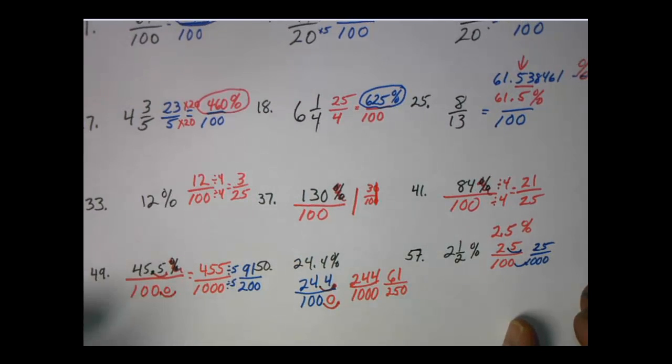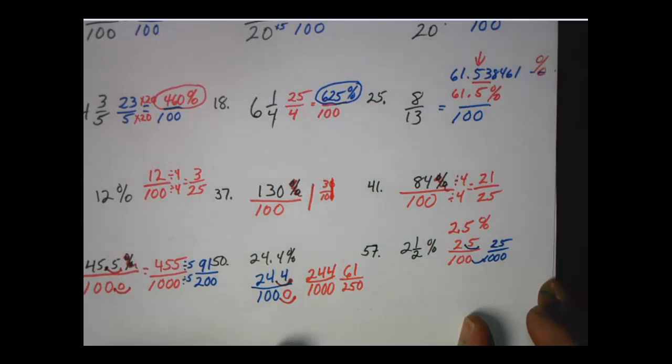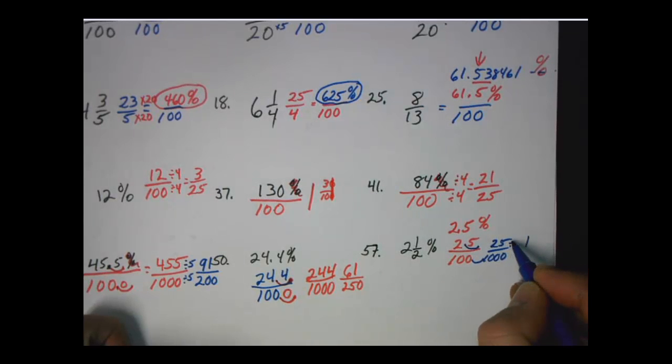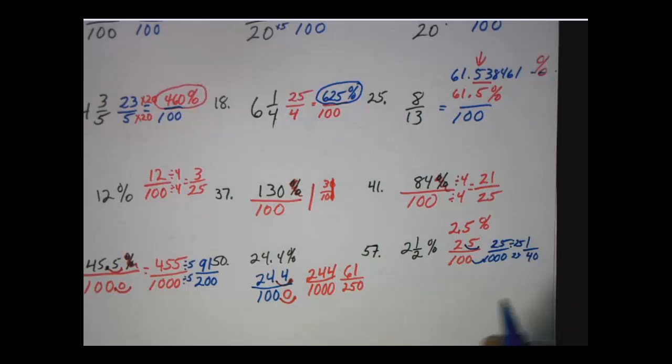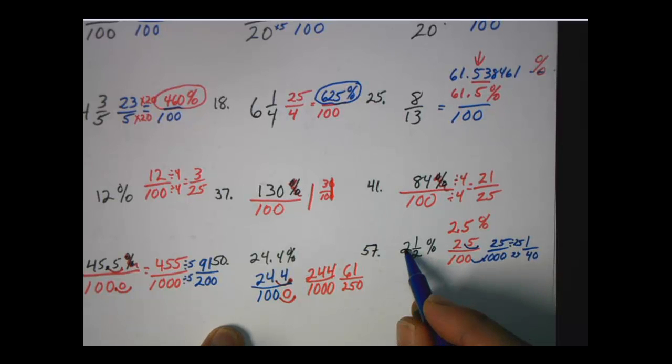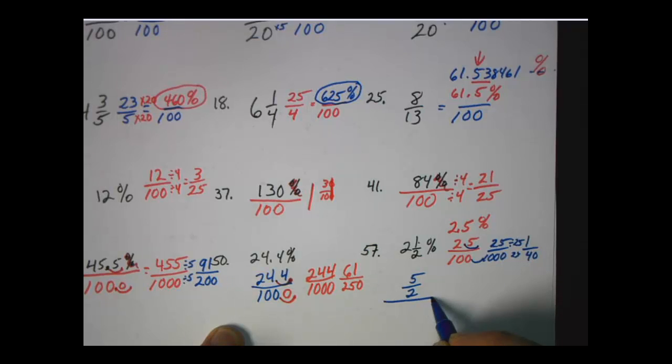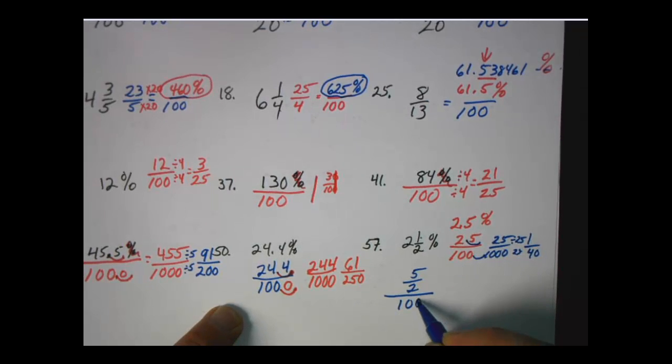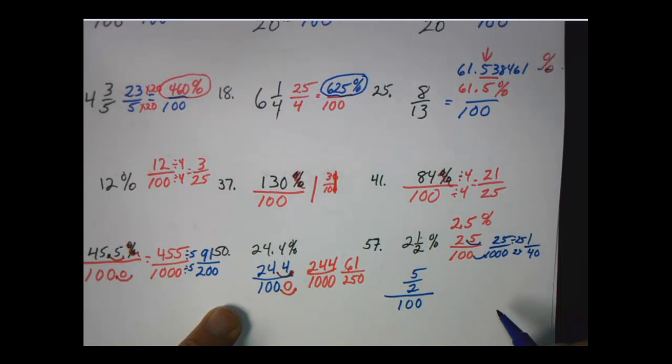Okay, how many 25s in 25? 1. So I can divide each one by 25. And how many 25s in 100? 4. And then the 0 drops over. So that becomes 1/40. Okay, another way to do this is we make it an improper fraction. 2 times 2 is 4, plus 1 is 5. So I have 5 halves over 100. Okay, this is, I think, the harder way, but it is a way that some people have learned, so I wanted to show it to you.